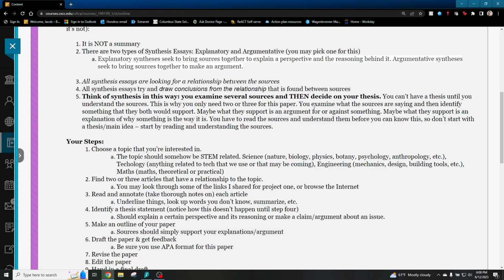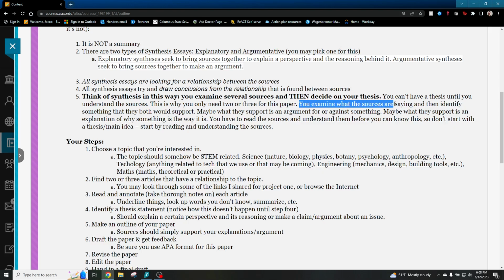For a paper of this nature, you're first going to read and develop a thorough understanding of the sources and then decide what your point is going to be. Now, some of you maybe have experience with this. I wouldn't be surprised if you do, but I do know that it is different from how some people are used to writing papers.